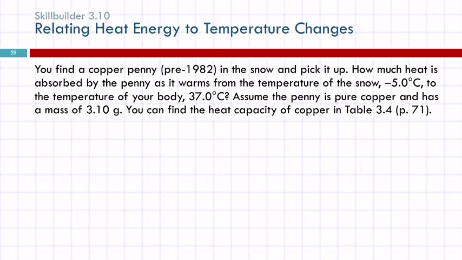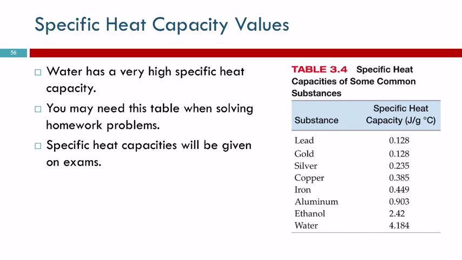Okay, so let's do this problem. This one has a lot of words in it, doesn't it? We got to read all the words first. You find a copper penny in the snow and pick it up. How much heat is absorbed by the penny as it warms from the temperature of the snow, minus 5 degrees Celsius, to the temperature of your body, 37 degrees Celsius? Assume the penny is pure copper and has a mass of 3.10 grams. You can find the heat capacity of copper in table 3.4, which is on page 71. Or we can just go back here. We need the heat capacity of copper. 0.385 joules per gram degree Celsius.